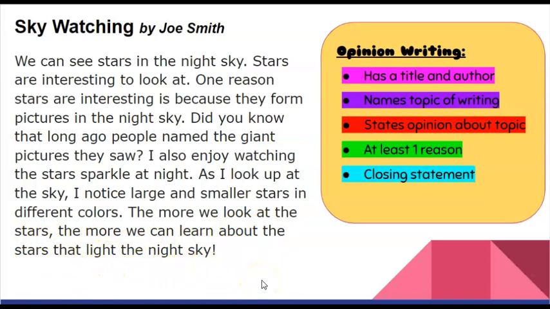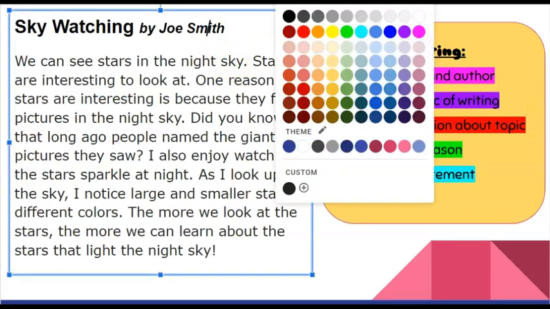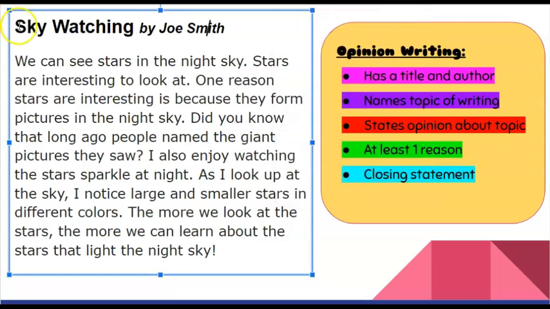Okay, that is our mentor text, and we're going to use it throughout the week when we're doing our writing. But I want to show you how it has each of the components. So again, the first thing we want to see, does it have a title and an author? Yes, absolutely. We see here our title is Skywatching by Joe Smith. That's the title and the author. I see it right there.